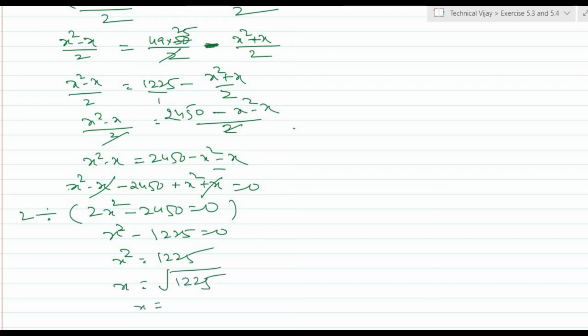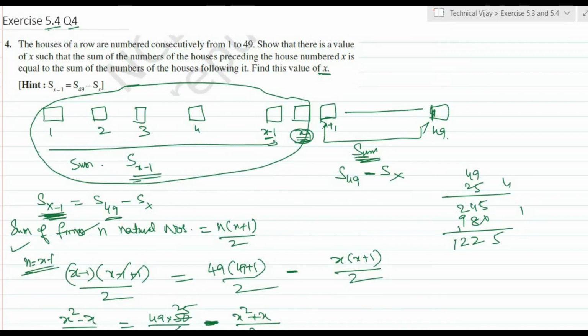So this value is equal to 35, that means x is plus or minus 35. Here x is the house number at a position such that the sum of its preceding houses is equal to the sum of the houses after it, that is x is equal to 35.